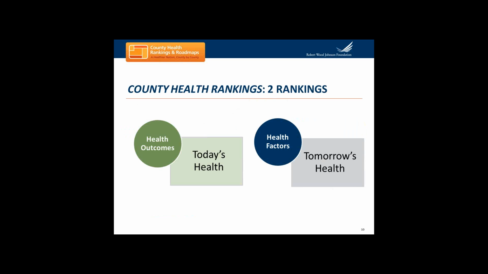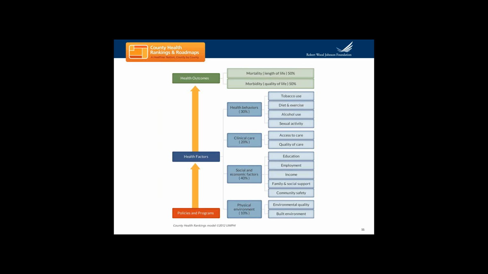One set addresses how healthy a county currently is, like today's health. The other addresses how healthy a county might be in the future, its potential, based on the many factors that influence health. So now let's take a look at the model underpinning these two rankings.